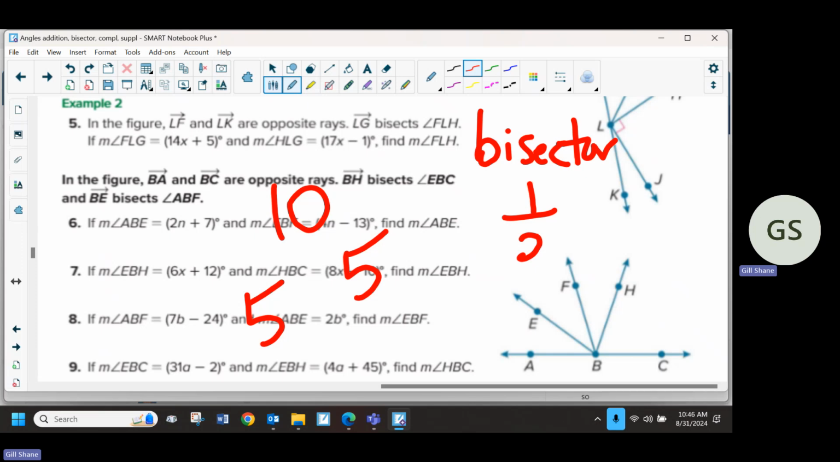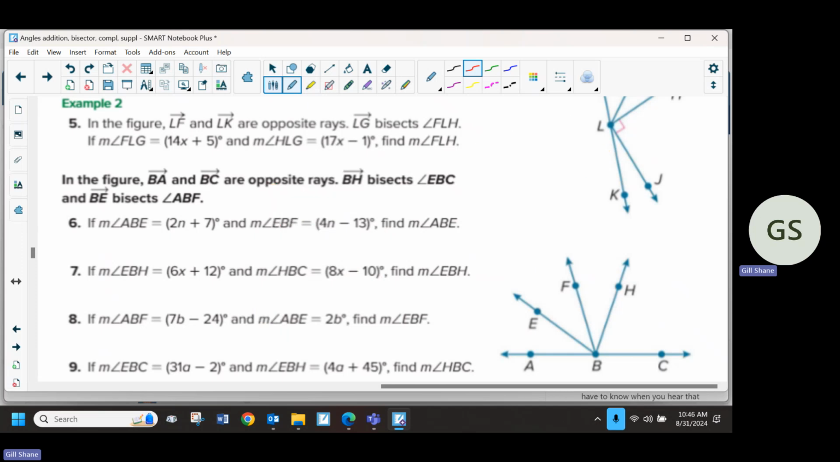So that's what a bisector does. It can split an angle, it can split a line segment exactly in half, we said. But the key, what you have to know when you hear that word, is you create 2 equal parts, whether it's angles or line segments.